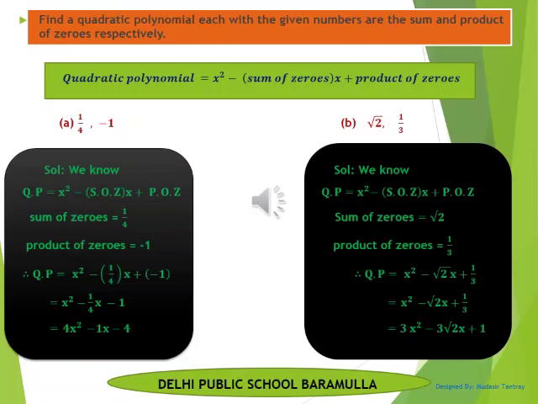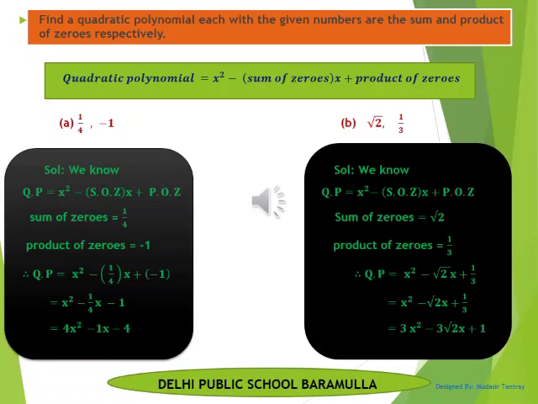Now use them in the general form. Quadratic polynomial is equal to x square minus sum of zeros into x plus product of zeros. Therefore, quadratic polynomial becomes x square minus, instead of sum of zeros, you write 1 by 4, into x plus, instead of product of zeros, you write minus 1. It becomes x square minus 1 by 4 into x minus 1. Now, it becomes 4x square minus x minus 4 over 4. We take 4 as LCM.